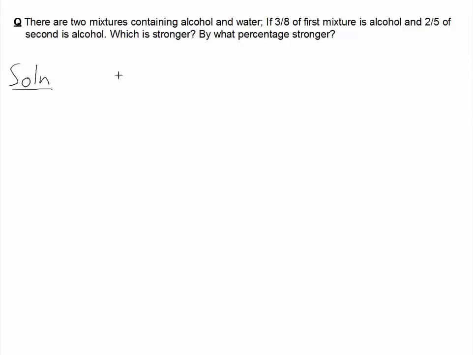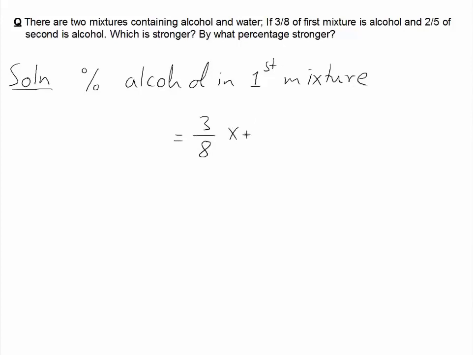So to compare, we can also find the percentage alcohol in each mixture. So percentage alcohol in first mixture equals 3/8 of the mixture. So this is the ratio of alcohol in the first mixture. So as percentage, this will become 3 by 8 multiplied by 100. So this is 37.5%.